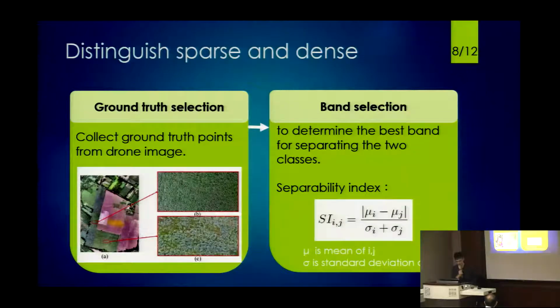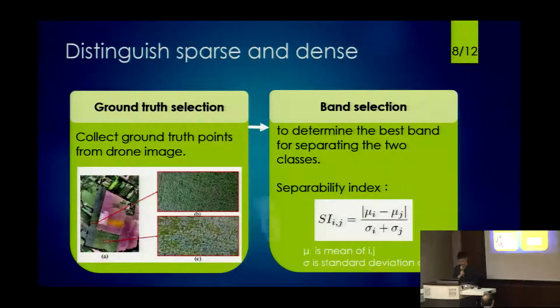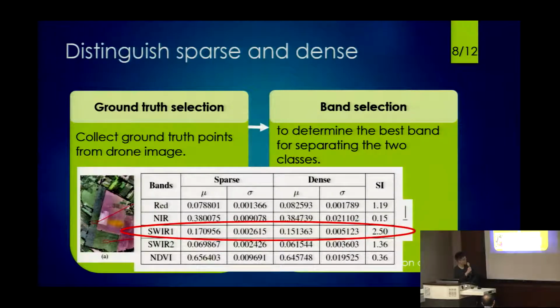The equation is like this. The result of the separability index, we can see here are 5 bands. Let's see this. Here shows the 2.5 separability. Because it is the greatest, it shows that this band has the greatest separability.